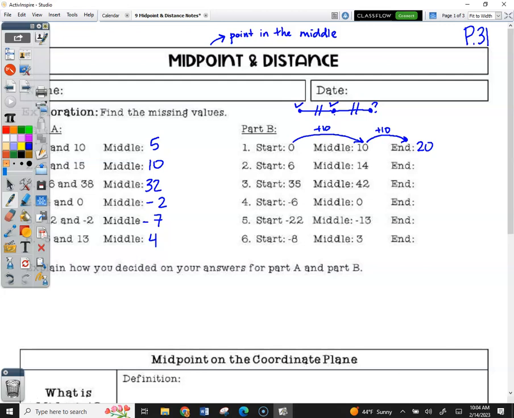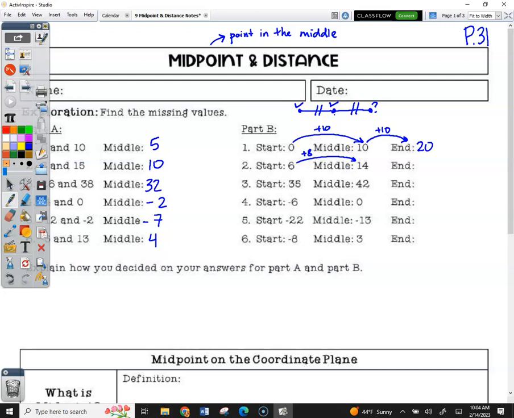So wait, you would add them? Well, to find the gap, 0 to 10 is really easy in your head. You're thinking to yourself, oh, just add 10. But you do need to add. So from 6 to 14 means I added 8.